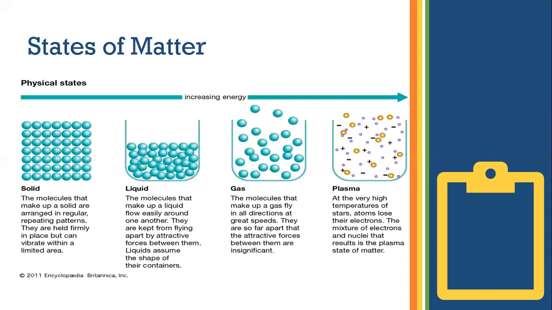All right, now states of matter. The physical states. If you should look at a solid, you're not going to see the particles just like that, but the particles of the solid, they're actually arranged close together. So you're seeing that the solid particles are arranged very close to each other. Now, the molecules that make up a solid are arranged in a regular repeating pattern. They are held firmly in place, but can vibrate within a limited area.